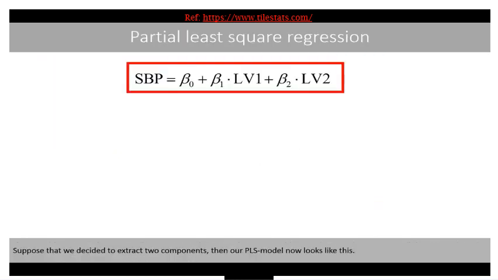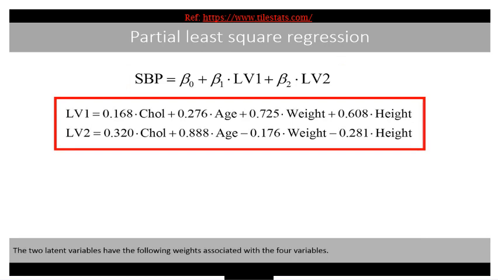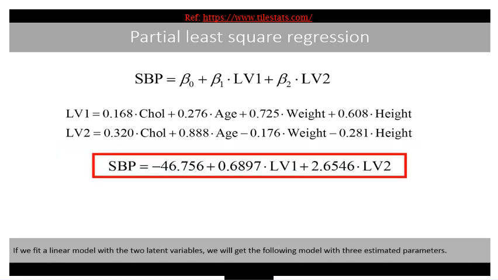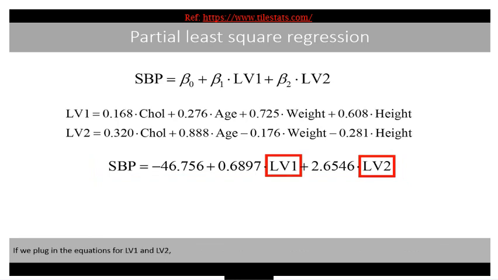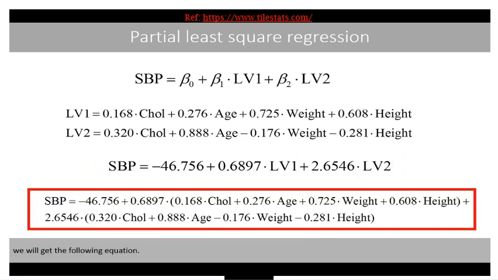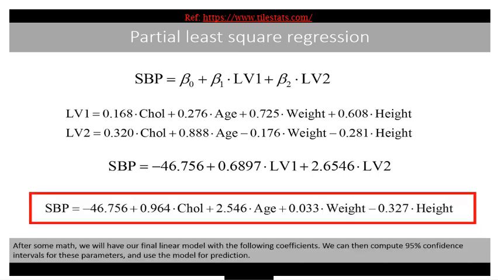Suppose that we decide to extract 2 components. Then our partial least square regression model now looks like this. The 2 latent variables have the following weights associated with the 4 variables. If we fit a linear model with the 2 latent variables, we'll get the following model with 3 estimated parameters. If we plug in the equations for LV1 and LV2, we'll get the following equation. After some math, we'll have our final linear model with the following coefficients. We can then compute 95% confidence intervals for these parameters and use the model for prediction.